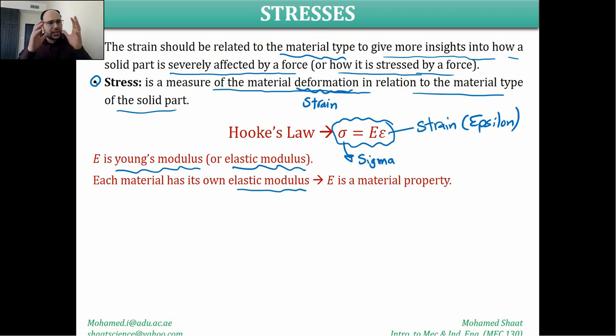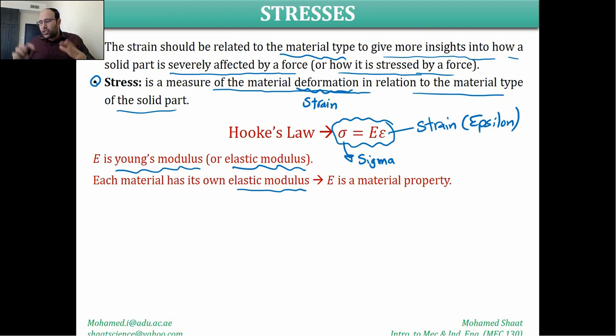It is a property. It is something that distinguishes one material from the other. Every material has its own value for the Young's modulus. And this is the thing that relates the strain to the material type. As we mentioned, the stress relates the strain to the material type. So that's why we have here E, which refers to the Young's modulus. There is a more general form of this relation, known as the constitutive relation or the stress-strain relation.